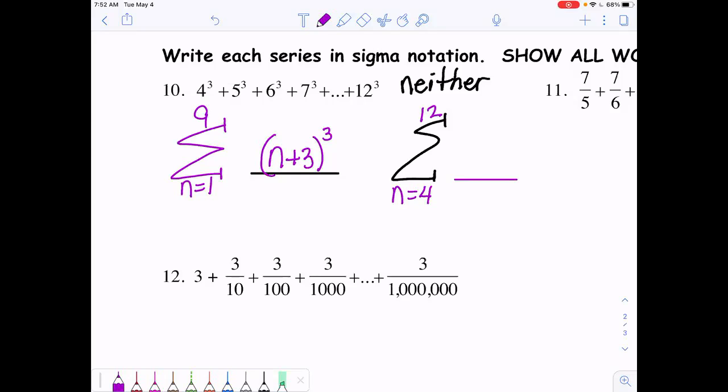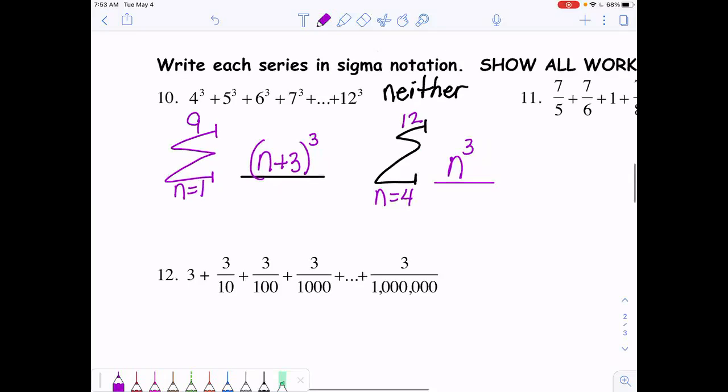Jaden? Would it just be n cubed? It would just be n cubed. So if I start with 4, then I have 4 cubed, and then I would have 5 cubed, and then I would have 6 cubed, all the way up to 12 cubed. So you could make it a really easy formula and just say, hey, I'm just taking the number and cubing it, and I'm just going to start my number at 4. That would be a different way that you could write this series. Both of them are correct. It just depends on the number that you decide to start with on the bottom.